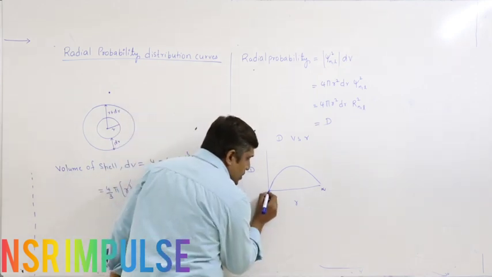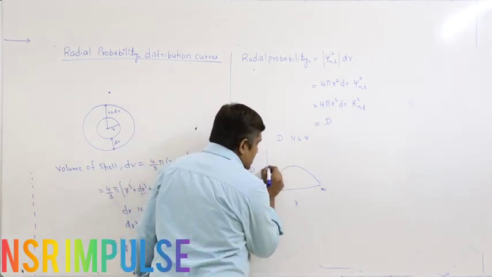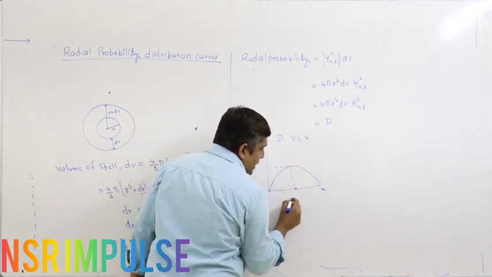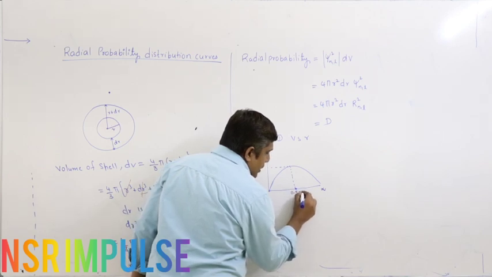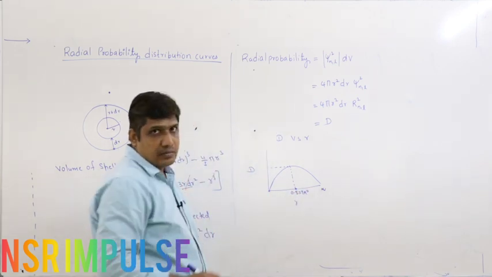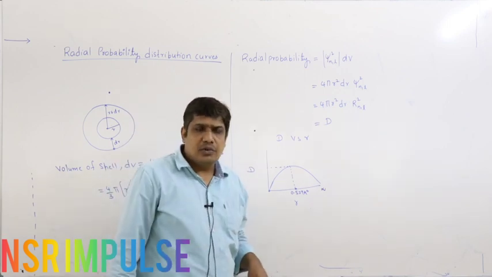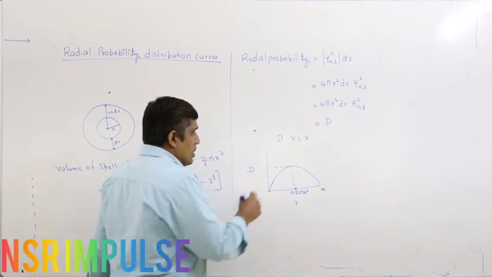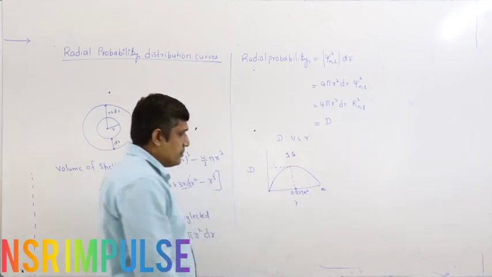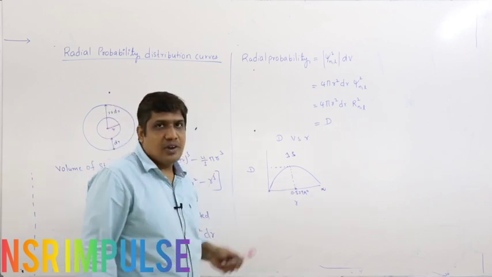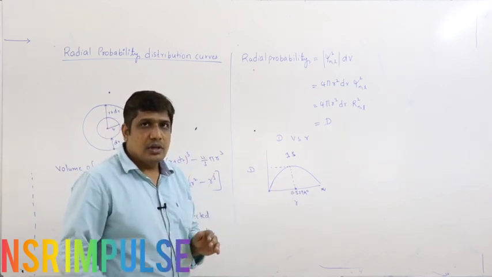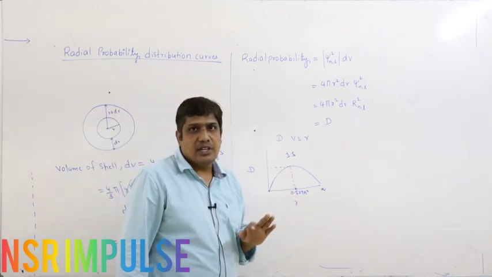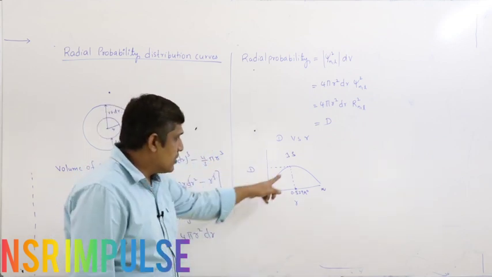If I move from the nucleus, the probability increases and reaches a maximum value. This is the maximum probability. The maximum probability is found at a distance of 0.529 angstrom units. What is this 0.529 angstrom units? This is nothing but Bohr's orbit for hydrogen atom, the first Bohr orbit. So it explains the Bohr concept. What Bohr proposed is that you can always find an electron at a distance of 0.529 angstrom units in the first orbit of hydrogen atom.